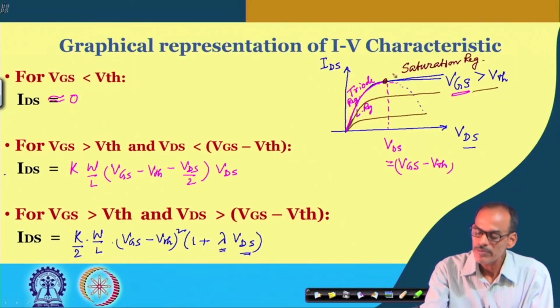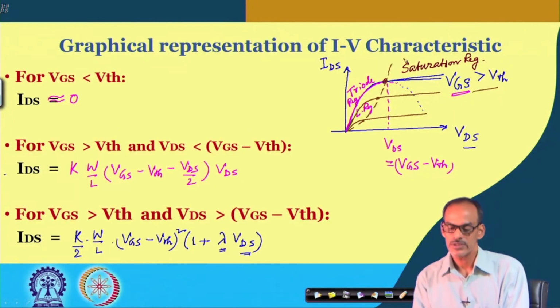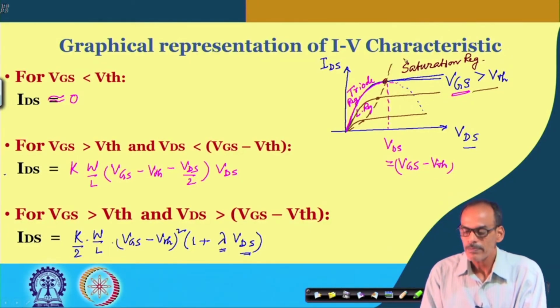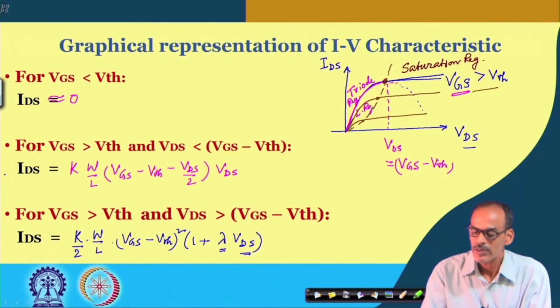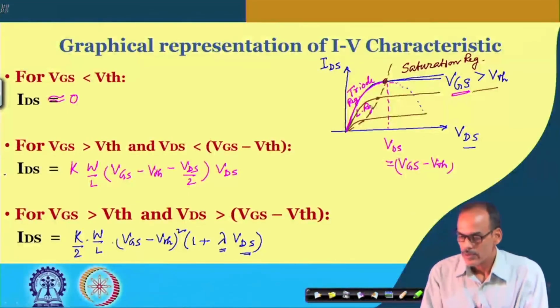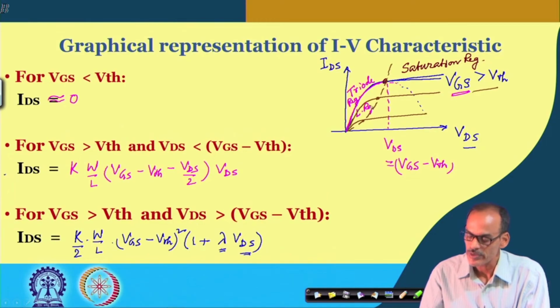So, the boundary between saturation and triode region, for a smaller value of this Vgs, will come down like this. So, you may say that the boundary between this linear and saturation region has an equation like this. In fact, this is a quadratic equation. We will see why it is really a quadratic equation.